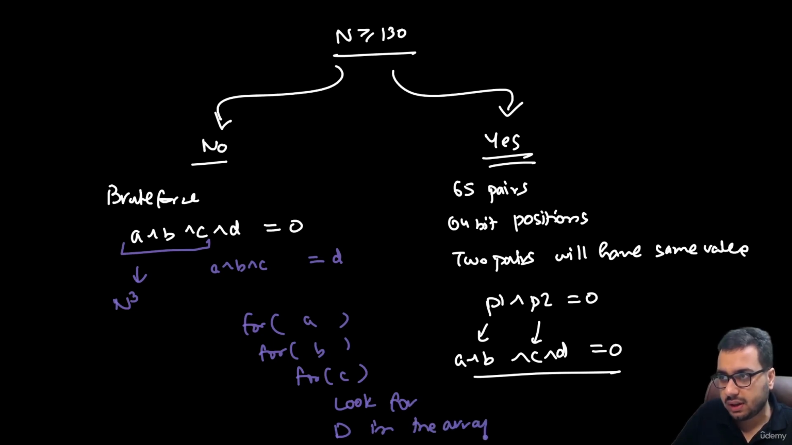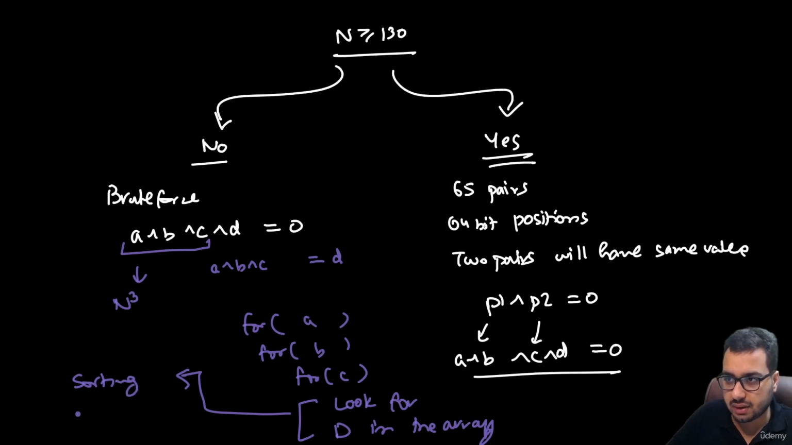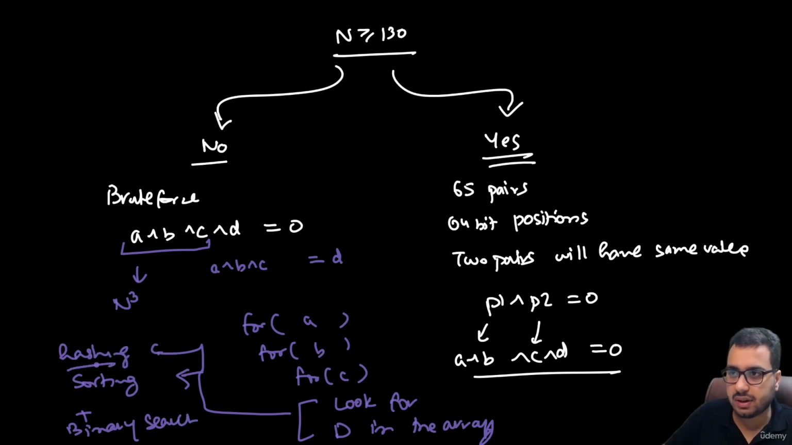Now how can we look for d? There are two options. One option is you do the sorting and then you do a binary search for d. Another option is hashing. If you hash, you can simply look for the value of d in just constant time. So that means this operation can be reduced to a log n operation if you do binary search, or it can be reduced to an order 1 operation if you use hashing.